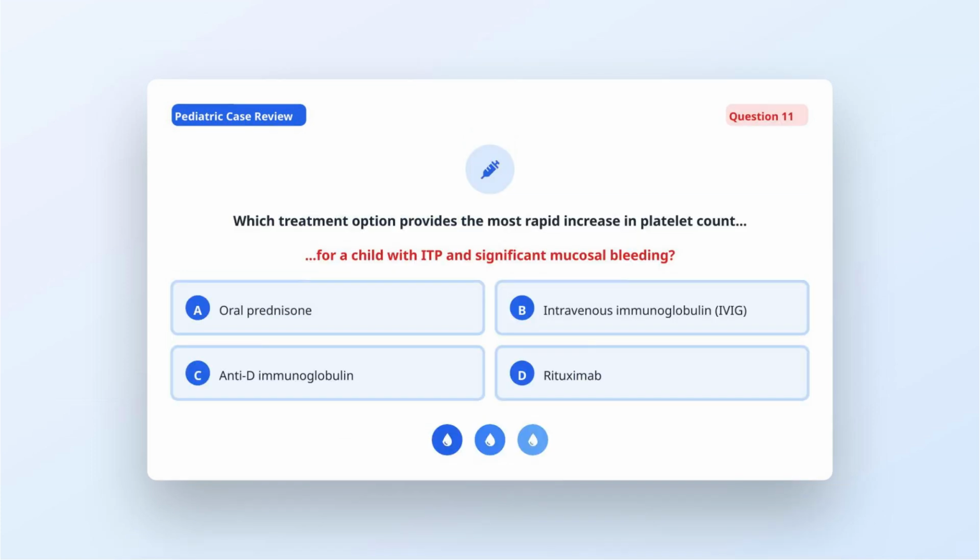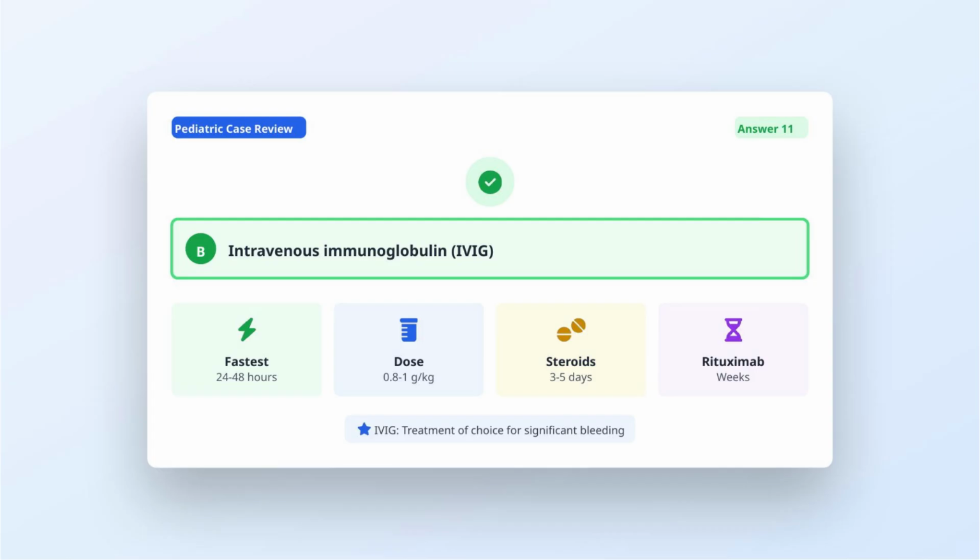Regarding treatment options, which treatment provides the most rapid increase in platelet count for a child with idiopathic thrombocytopenic purpura and significant mucosal bleeding? A. Oral prednisone. B. Intravenous immunoglobulin, or IVIG. C. Anti-D immunoglobulin. D. Rituximab. The correct answer is B.